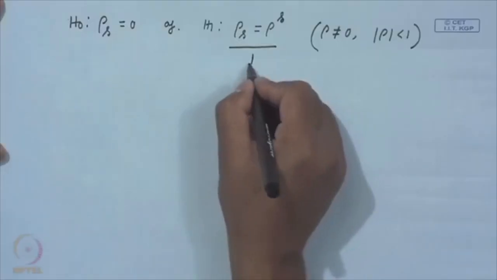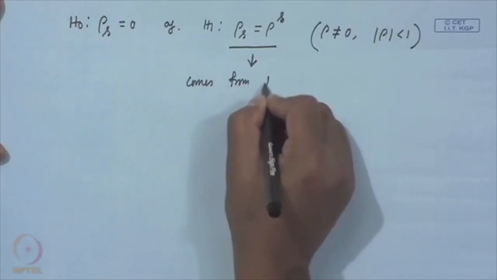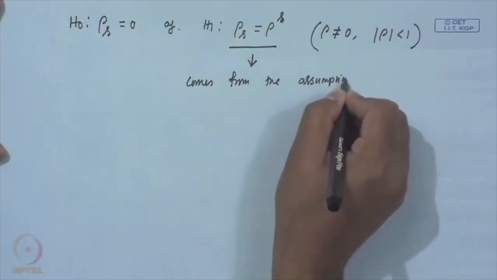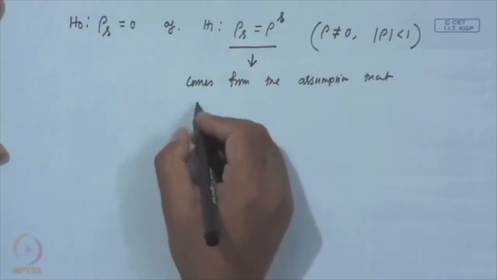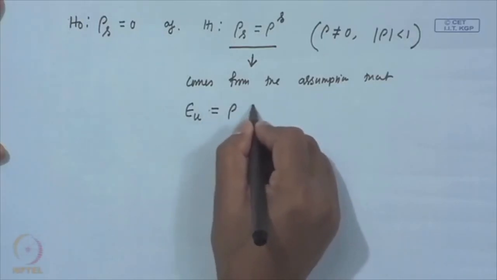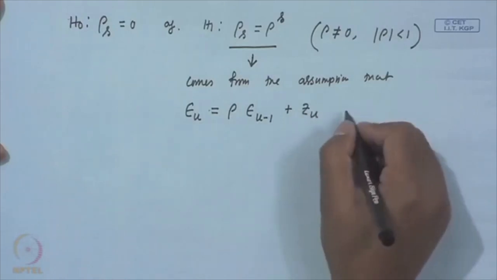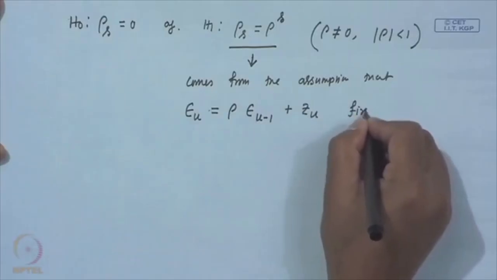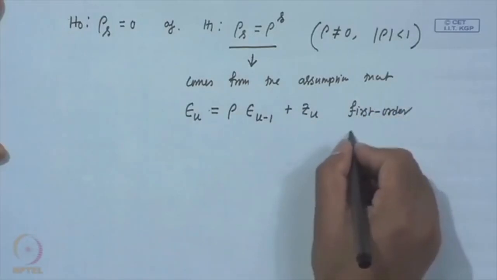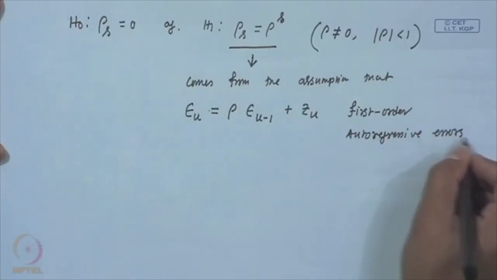Now, what I will do is that I will try to justify the choice of this alternative hypothesis. Okay. So, this alternative hypothesis comes from the assumption that the errors either follow this model epsilon u is equal to rho epsilon u minus 1 plus z u. That means, the errors are first order autoregressive errors.